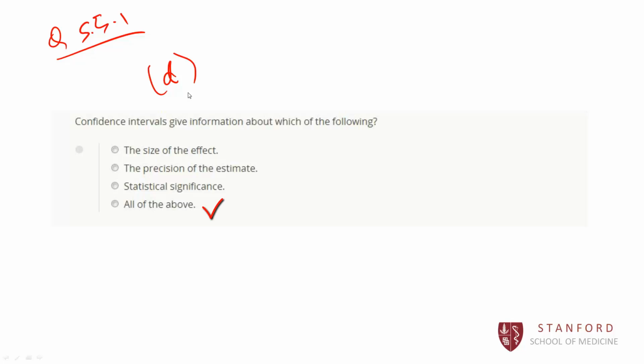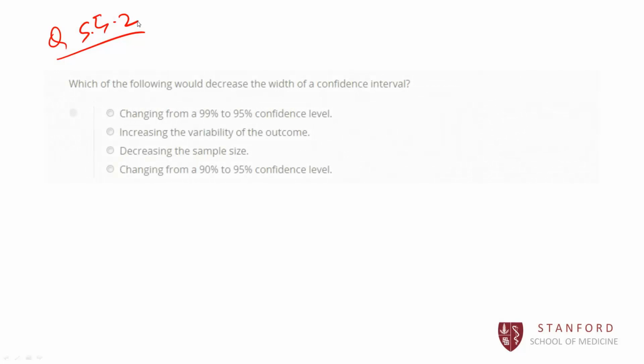The answer to this question is D, all of the above. The confidence interval gives us information about the effect size, the precision, and the statistical significance. The correct answer is A, changing from a 99 to a 95% confidence level, because requiring a lower level of confidence decreases the width of the confidence interval.